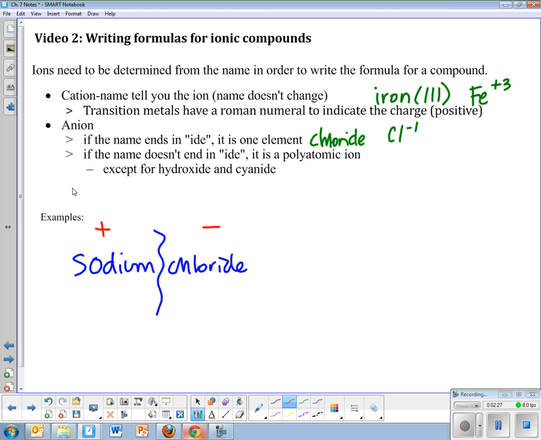So we have to figure out what our ions are. Sodium's symbol is Na. You look it up on the periodic table, its charge is +1. Chloride ends in "ide," like my example above, so it's just chlorine, and its charge is -1. When you combine these, you need one of each, because their charges already balance out, so your formula would be NaCl.